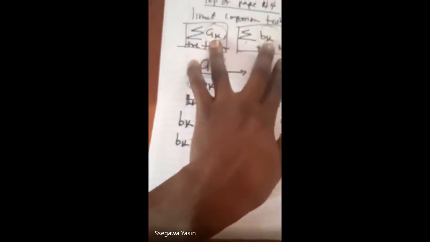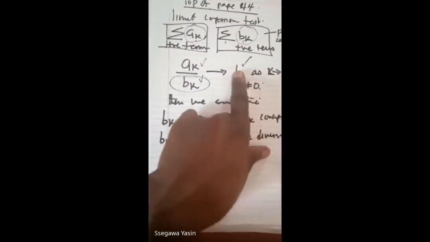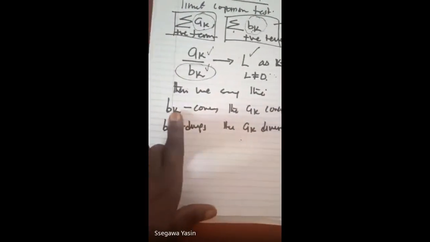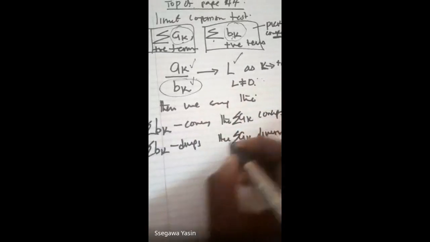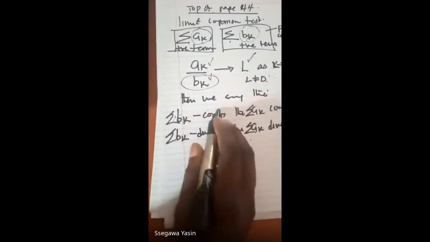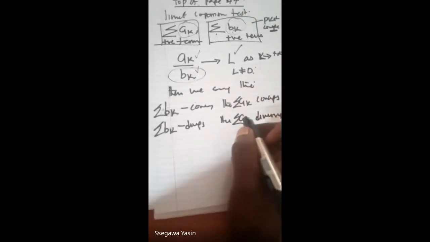One, pick a sequence from the given series, divide the two sequences, take the limit. After taking the limit, check if there is any answer which is not 0. After getting an answer which is not 0, go and check now: if the series BK converges, then you also know the series AK also converges. That is the thing.